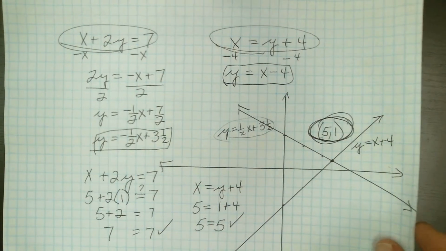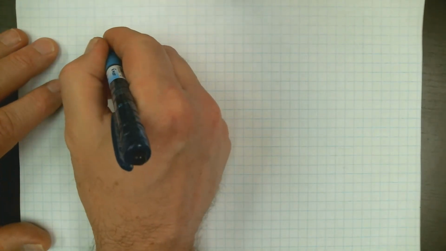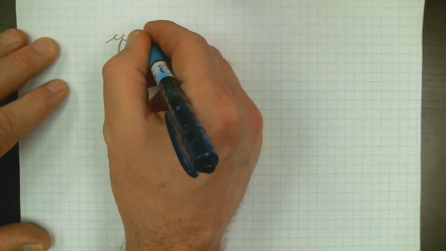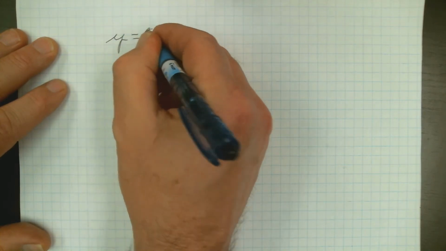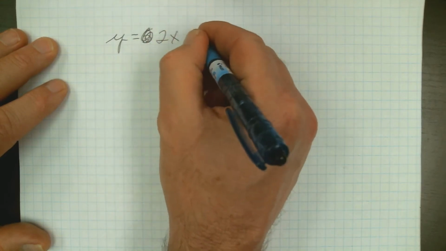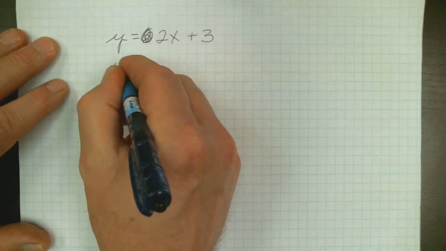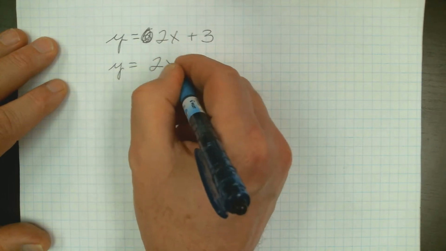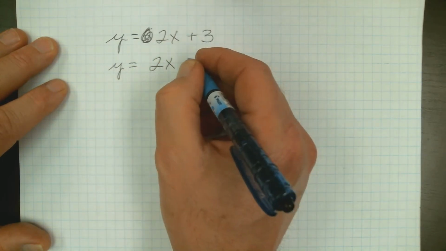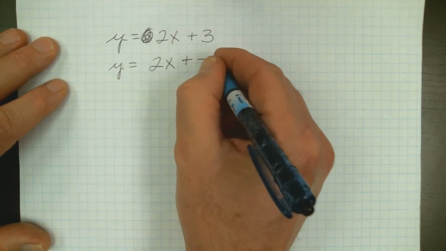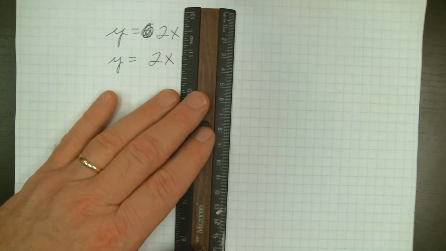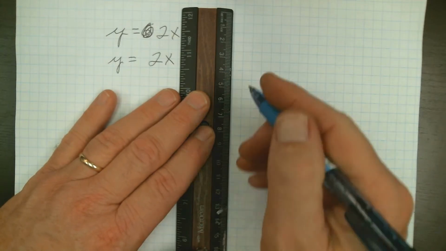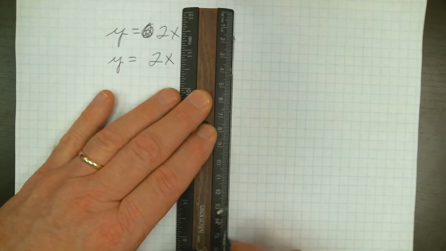Now, we're going to do another one quickly. I'm just going to make one up. Let's say I have, I'll put them in slope-intercept form, y is equal to 2x plus 3. And then I have y is equal to 2x plus -1. So now I'm going to graph those.